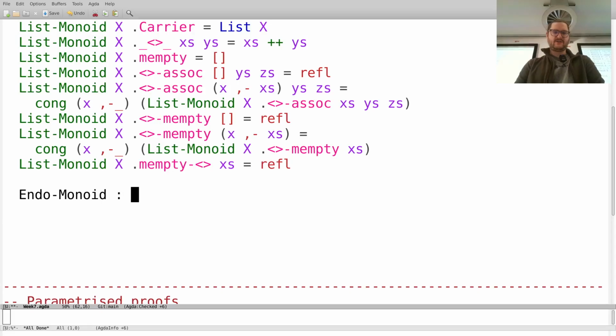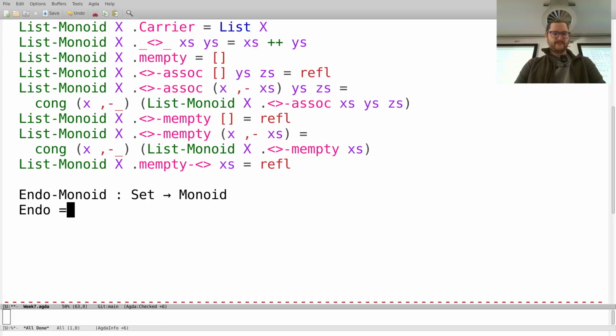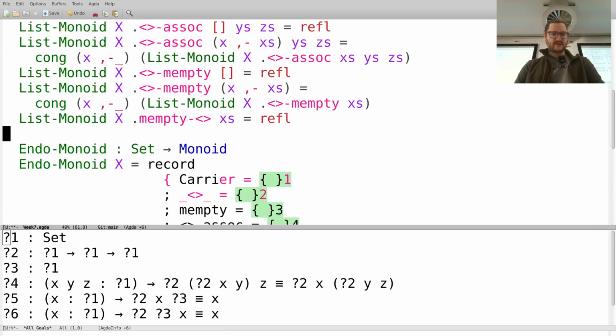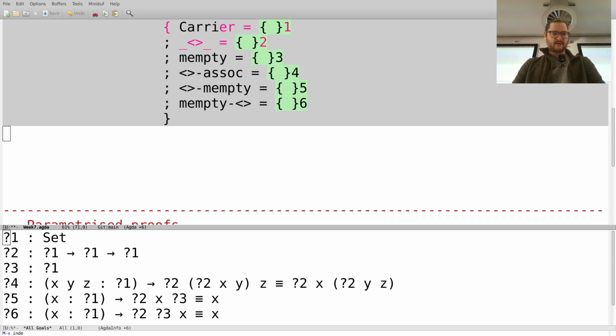Yeah, and let's just make it explicit, right? So this is another set to monoid. I'm going to use the record constructors this time because I think it's a fairly simple one. I don't need to do pattern matching. Cool. All right, let's do this thing.